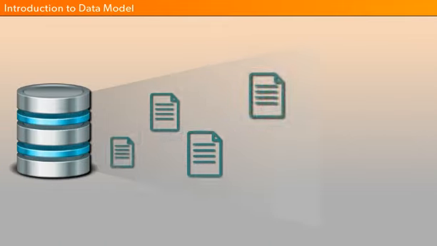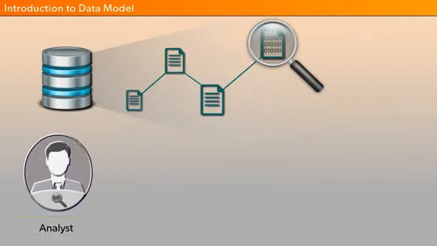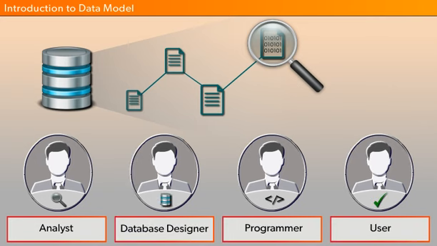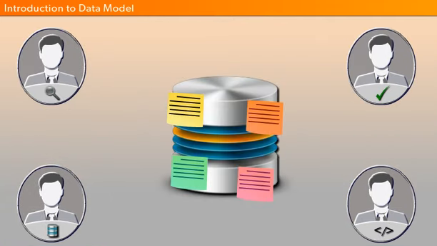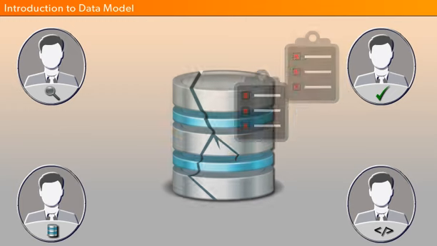Introduction to data model. An effective database design is one that clearly communicates the data and relations among them to the analyst, database designers, programmers, and users. But these individual roles have different perceptions in handling the data. The consequence of this conflict is a poor database design that does not meet the user needs.